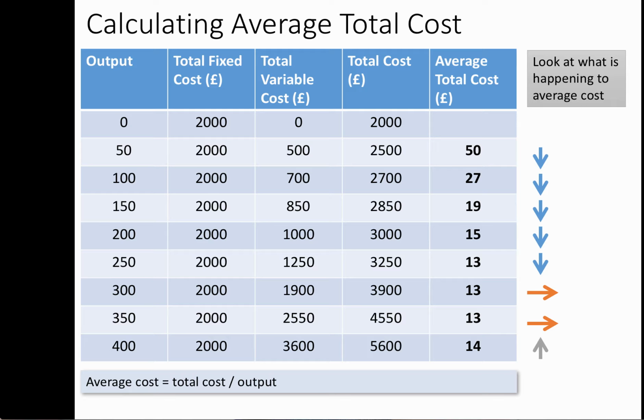Notice what's happening here to average cost as output increases. It's falling quite sharply initially, 50, 27, 19, but then the rate of decline falls away, and indeed the average cost of producing 250, 300 and 350 in this example is the same. Average cost then starts to rise initially at an output level of 400.